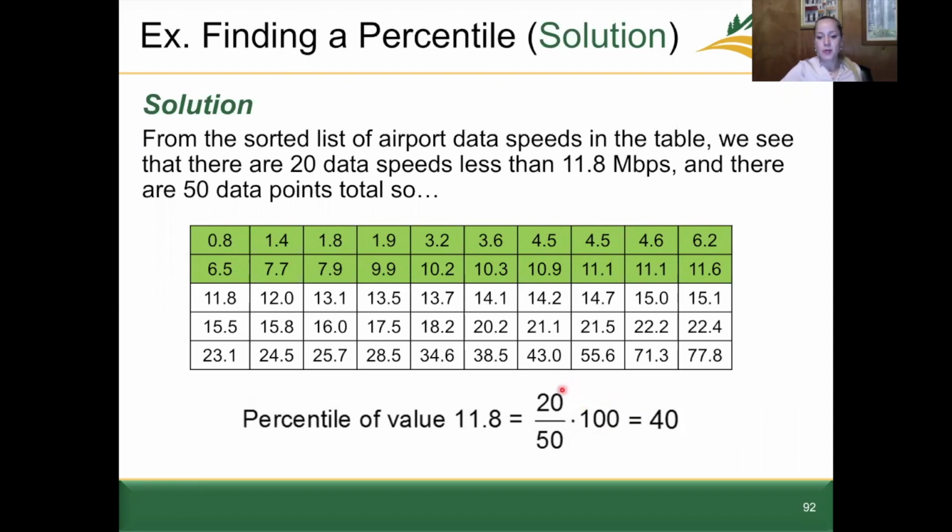Now we divide 20, the number of data points less than 11.8, by 50, the total number of data points in this data set. Then we multiply it by 100 to get 40%. So this means that 11.8 is in our 40th percentile.